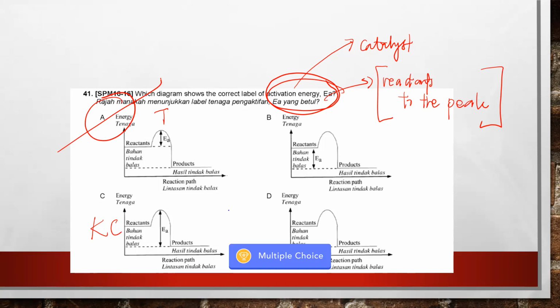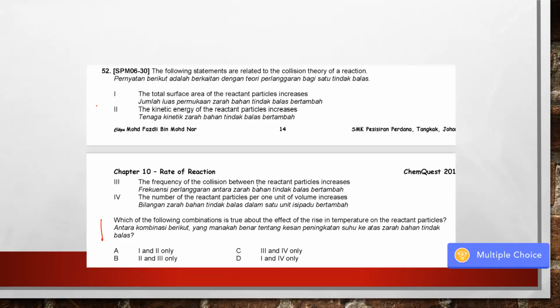It's always my reactant to the peak because you want the reactant to overcome the activation energy. What about the activation energy at the bottom? Nothing to overcome. Here going down, no point. I needed to overcome the activation energy. So the best answer is A. Okay, good try.